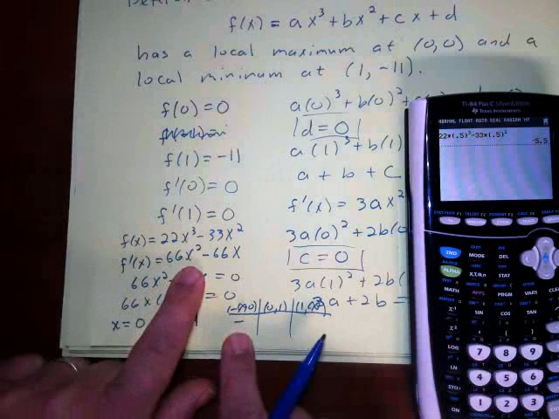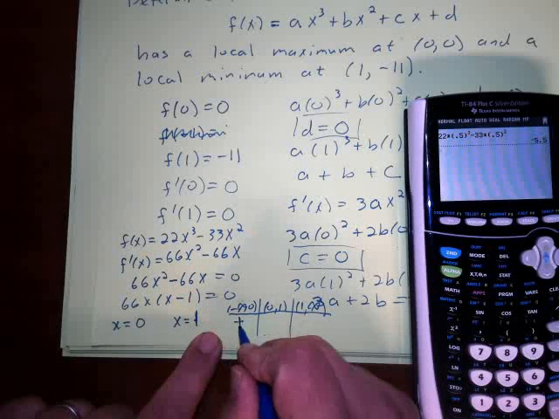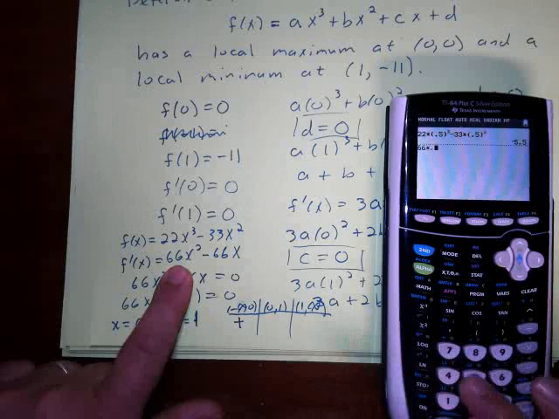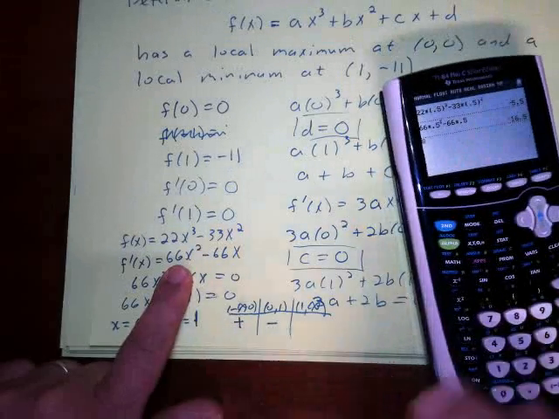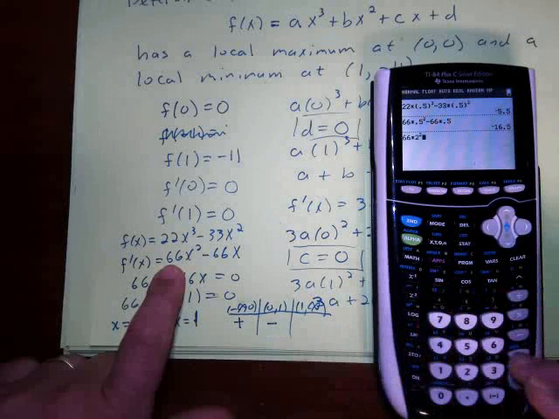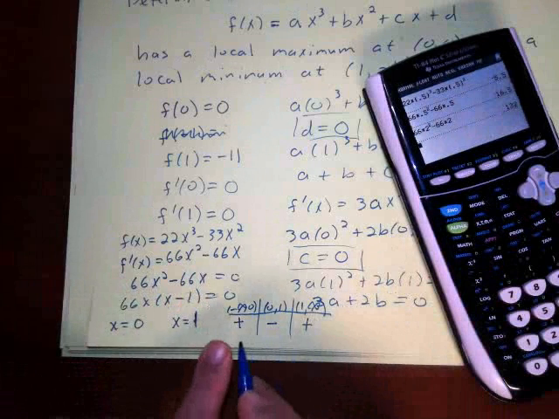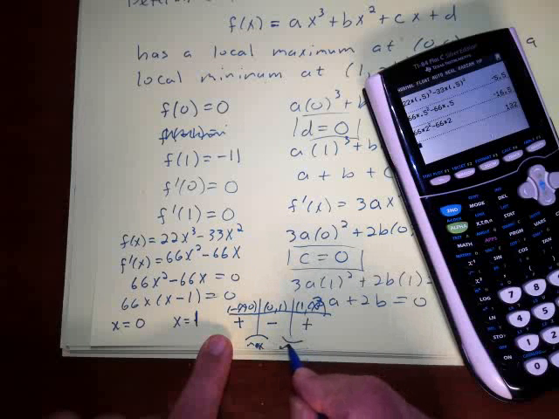So if I put in negative 1, I would get 66 plus 66. So this would be positive. And then when I put in 0.5 in here, 66 times 0.5 squared minus 66 times 0.5, and I get a negative here. And then here I can put in 2, so 66 times 2 squared minus 66 times 2, and that's a positive. So here, going from positive to negative, that makes this a max, and then going from negative to positive, that makes this a min.